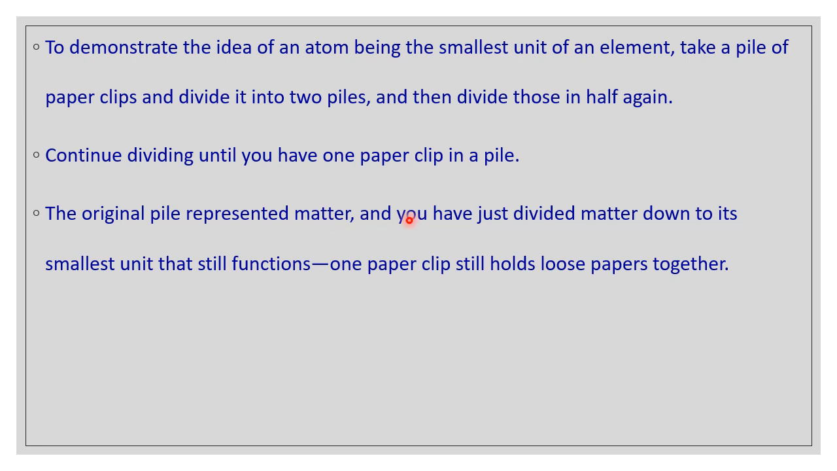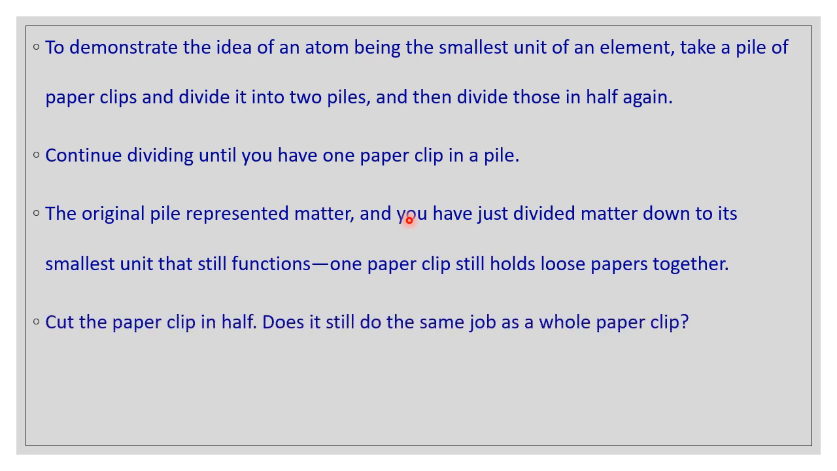Now one more interesting statement is here. Cut the paper clip in half. Does it still do the same job as a whole paper clip? When you go on dividing the pile of clips, at the end you get only one clip, which can hold the papers. Now, if you cut that one clip, will it hold the paper? No. That means you have made two pieces of the clip. It means you have divided the atom. The atom has lost its property now.